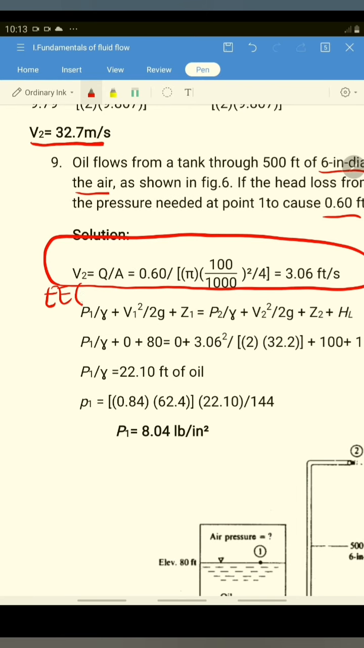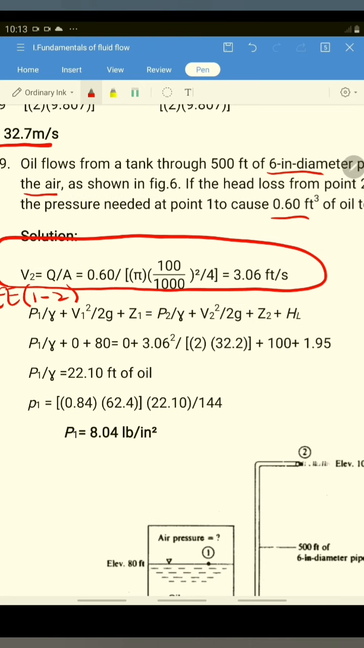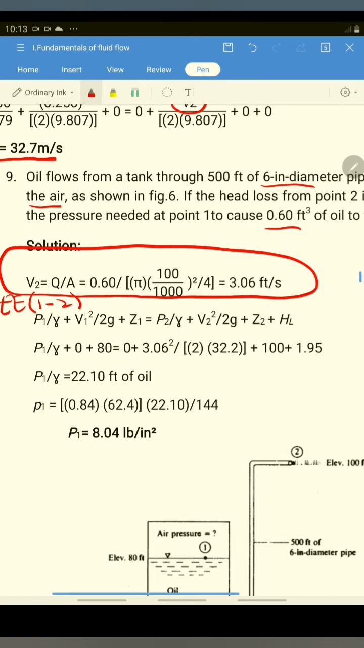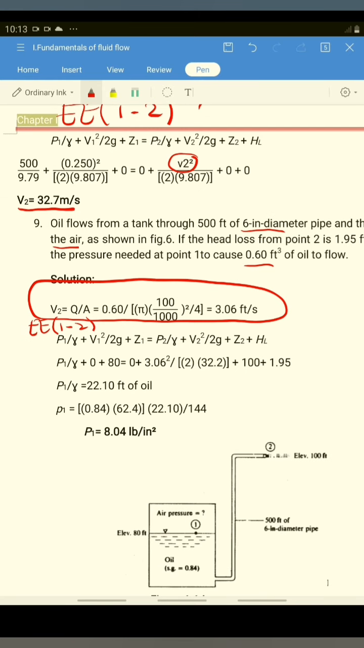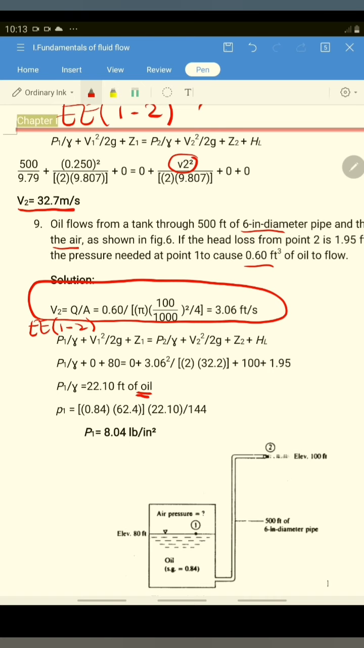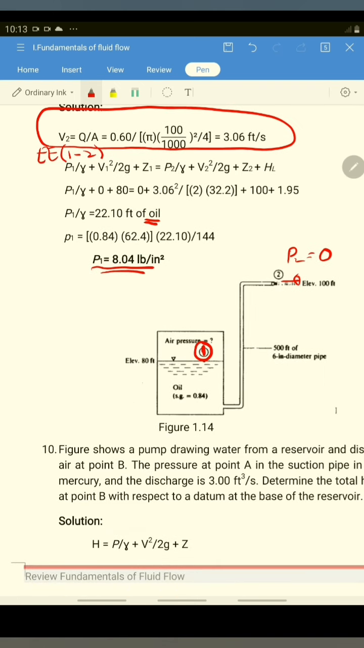Then you need the energy equation from section 1 to section 2. You have to remember that the liquid there is oil, so your answer must be in oil. Then you can get the pressure at section 1, since the pressure at section 2 is exposed to atmospheric pressure, so that is equal to 0. Then the answer, your pressure at section 1, is 8.04 pounds per square inch.